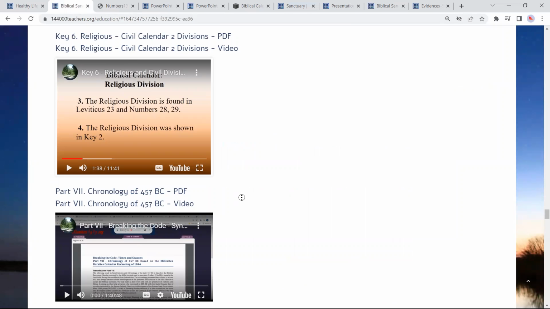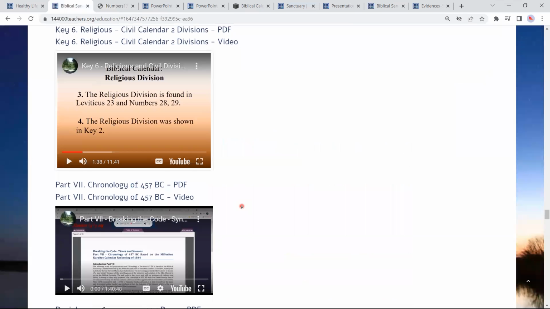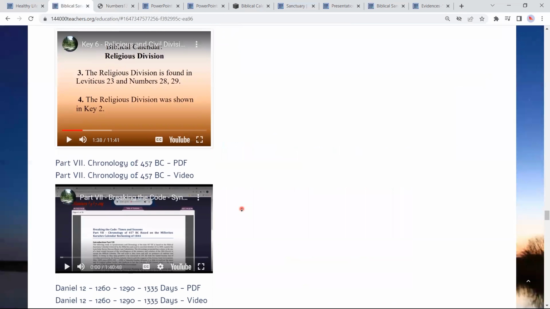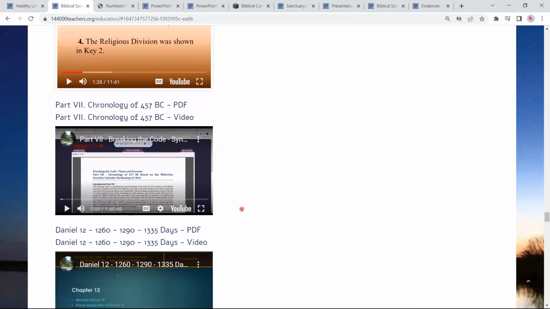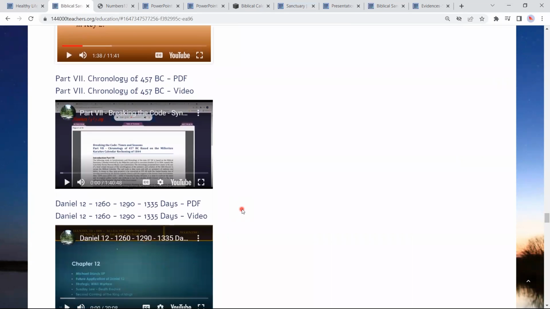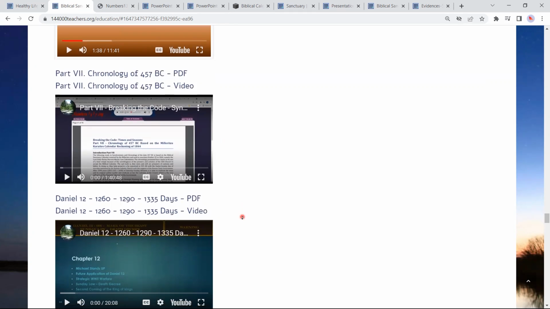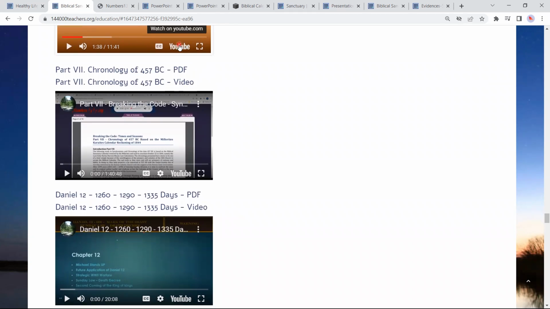As we enter now the section of prophecy with present-day application, we are looking at the book of Daniel, chapter 12, with the 1260, 1290, and 1335 days. Very important study at this time of Earth history.